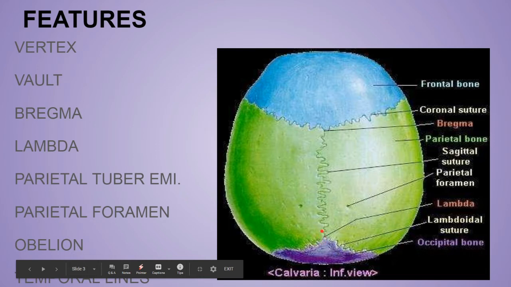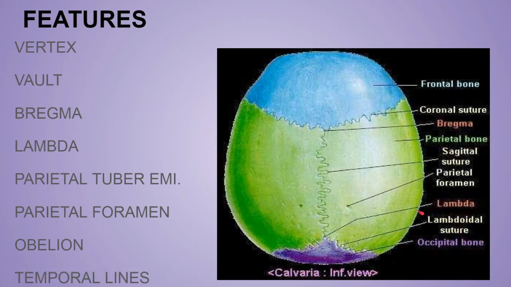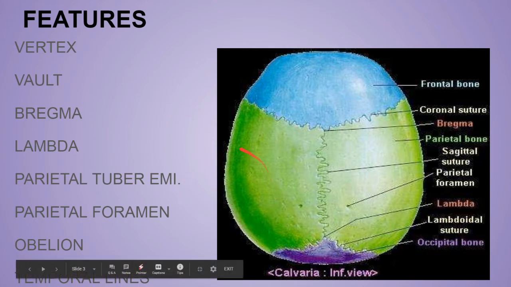Now next is the parietal tuber or the parietal eminence. The most convex part of the parietal bone is known as the parietal tuber or eminence. As you can see, this is the parietal bone, and the most convex side of this is known as the parietal eminence. This is one of the most common parts to get fractured. In the skull, the nasal bone is the one most commonly fractured, but this portion, the parietal eminence, is also one of them.